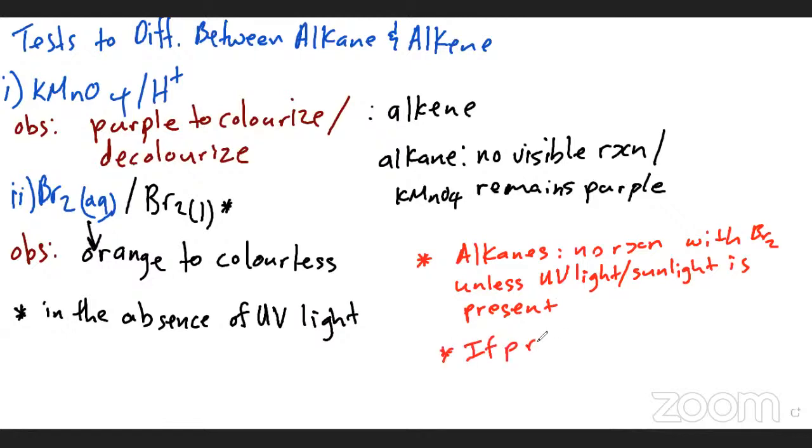If present, Br2 is decolorized. Clear? So if you are distinguishing between alkane and alkene using bromine water, UV light cannot be present. All right, take a picture of the board. I'm going to clear the screen.